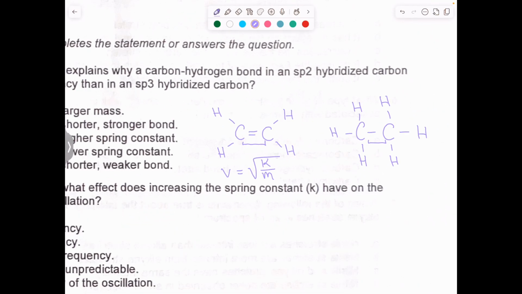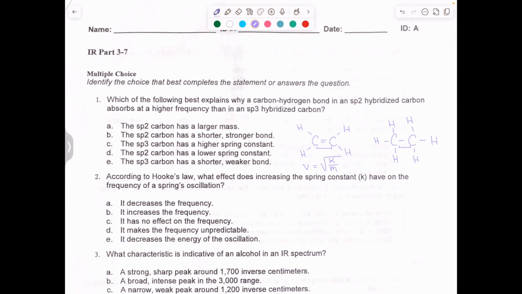So looking at our answer choices, we know that the sp2 carbon wouldn't have a larger mass because it's still just a regular carbon. So that rules out A. And then for B, the sp2 carbon has a shorter, stronger bond. So that's what I was talking about before with Hooke's law. Just crossing out the rest of the answers, it would have a lower spring constant, so C is wrong. And D is kind of saying the same thing. And then sp3 has a shorter, weaker bond, which is not true. It would be a longer, weaker bond.